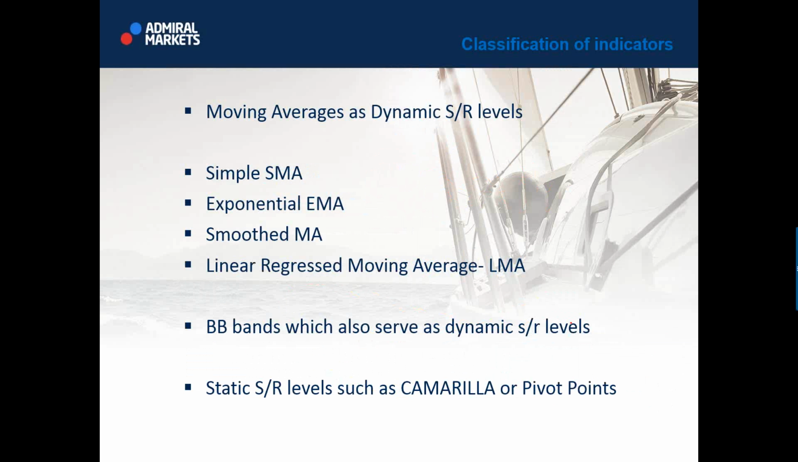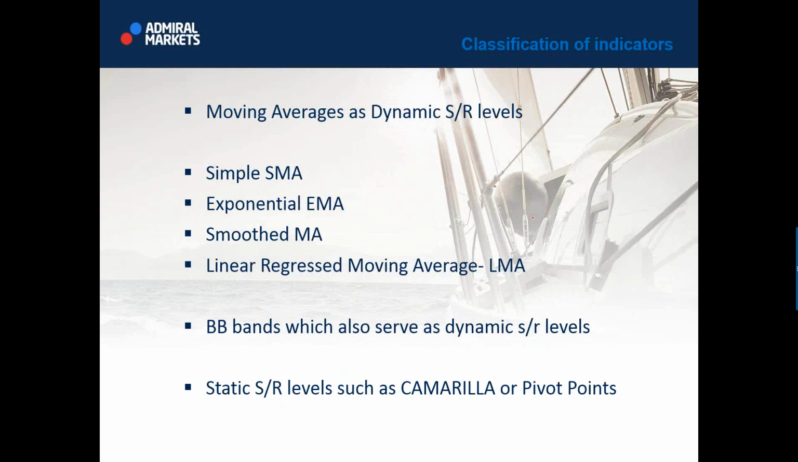But nevertheless, moving averages are very, very useful as dynamic support and resistance levels, and most of all, I definitely prefer exponential moving averages out of all moving averages. We also can have Bollinger Bands, which also serve as dynamic support resistance levels, and we can use static support resistance levels such as Camarilla or pivot points. So you need to make a difference between dynamic support and resistance indicators and static support resistance levels such as Camarilla or pivot points.